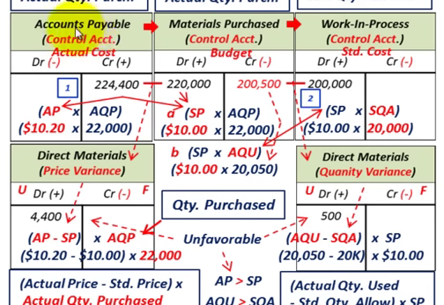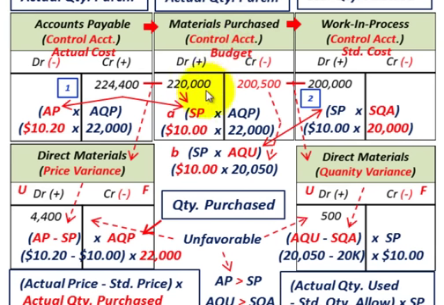Okay, starting out with our accounts payable for our actual purchase of those direct materials. We're going to record it at the actual cost. In this case, the actual price paid per unit is $10.20, and we're going to purchase a quantity of 22,000 of this particular material. So $10.20 times 22,000 gives us, in our accounts payable for our actual cost, $224,400.